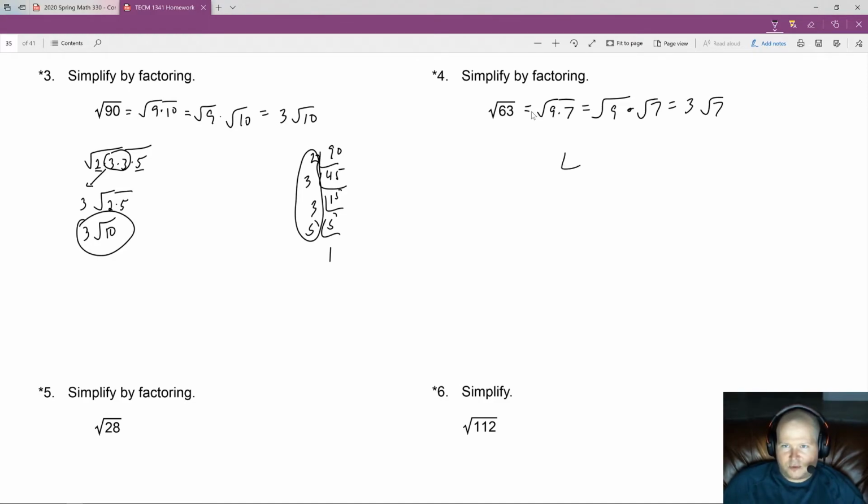The other way we can do this is through prime factorization. 63 divided by 3 is 21. 21 divided by 3 is 7. And 7 divided by 7 is 1. So prime factorization is 3 times 3 times 7. Since you have a pair of 3's here, you pull it out. On the outside, you write a 3. And whatever's left over, which is the 7 in this case, you write on the inside. And you have it.